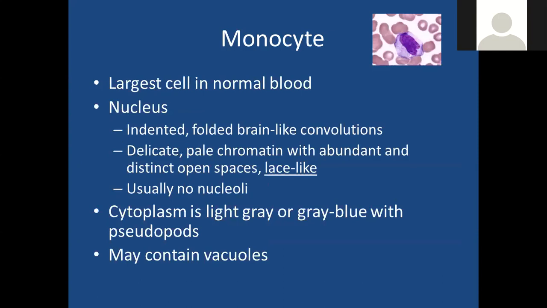Remember I said they're larger in size, so they're the largest cell that will normally be seen in our peripheral blood. And the nucleus, sometimes indented, can have brain-like convolutions coming out of it. Oftentimes you might see it folded on itself, all contorted, so that's very common for monocytes. And again, it has that very fine chromatin, and usually no nucleoli present. And again, very characteristic, that light gray cytoplasm.